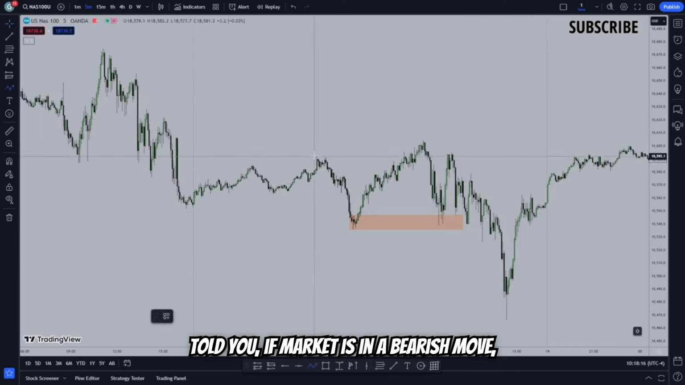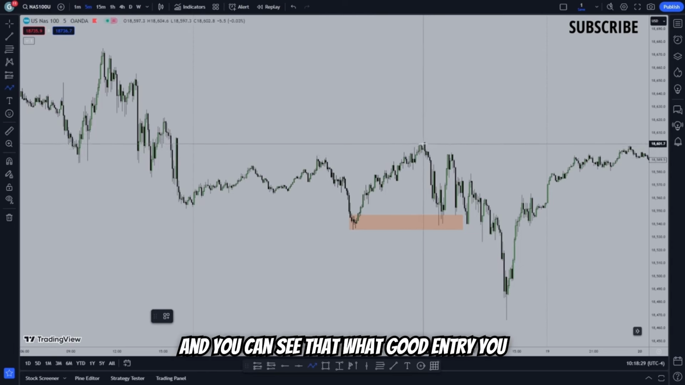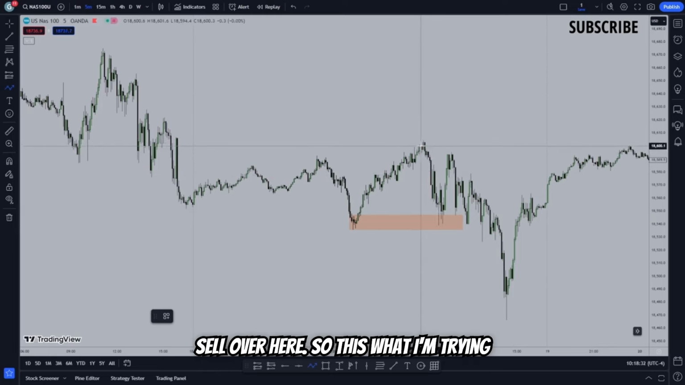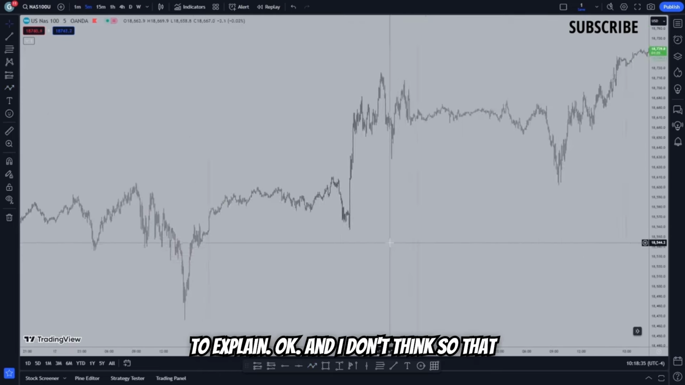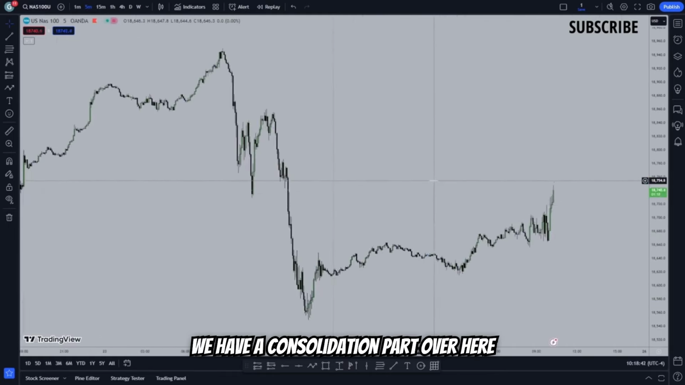So what I told you, if market is in a bearish move, okay, if it is going down, then you should look for a higher high. If price is making lower high, lower low, then you should enter on a higher high. So this was the higher high over here. And you can see what good entry you would have got if you had taken a sell over here. So this is what I'm trying to explain, okay?